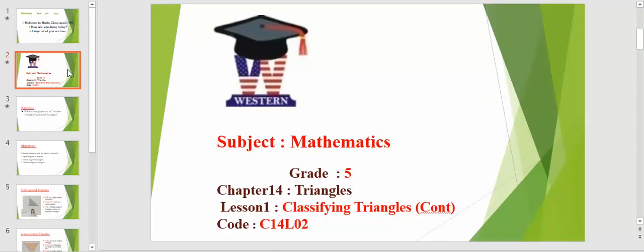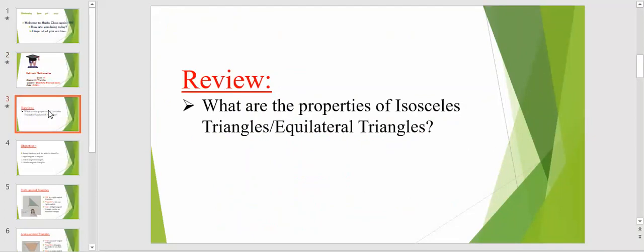And today we're gonna continue our lesson 1, classifying triangles. Before we start the lesson today, we have to review the previous lesson.